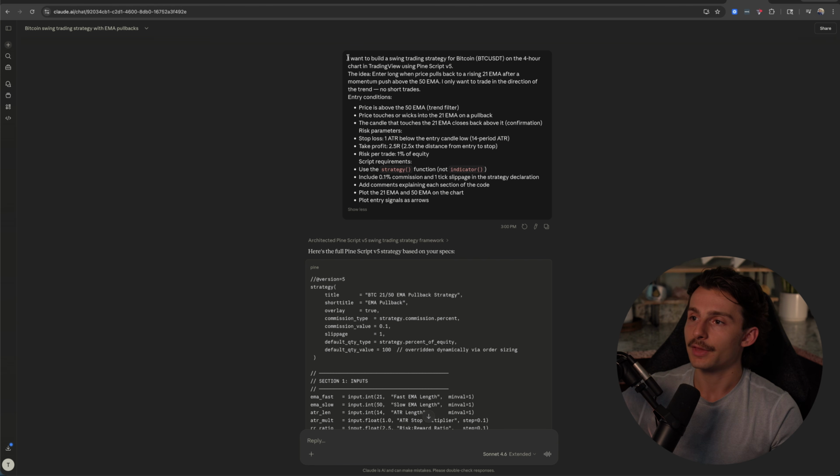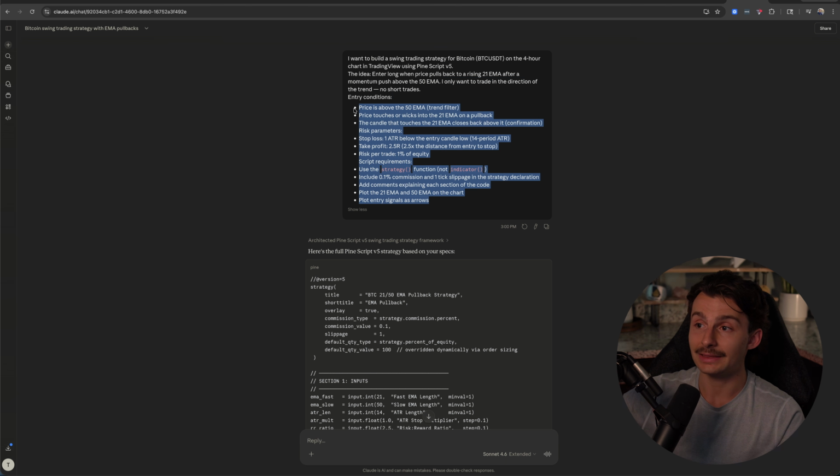So here's the example that I just used. I said I want to build a swing trading strategy for Bitcoin on the 4-hour chart in TradingView PineScript v5. Generally speaking, you can just say TradingView or in PineScript and that's enough, but more details aren't going to hurt. Then I described the idea. Okay, so the idea of the strategy is enter long when price pulls back to a rising 21 EMA after a momentum push above the 50 EMA. A bit more complex, but we gave it some parameters. I only want to trade in the direction of the trend, no short trades. This is a long only trend following strategy. Here are the entry conditions, and then I lay out those conditions.